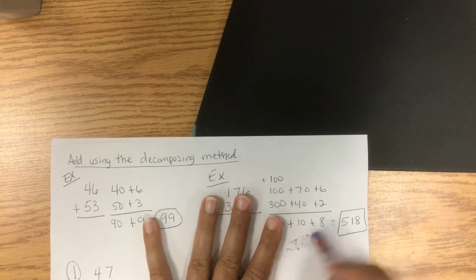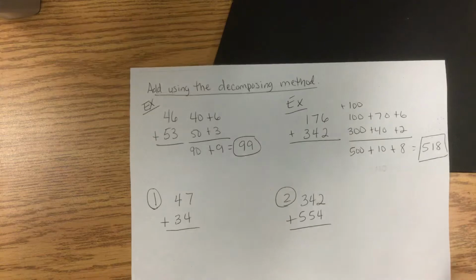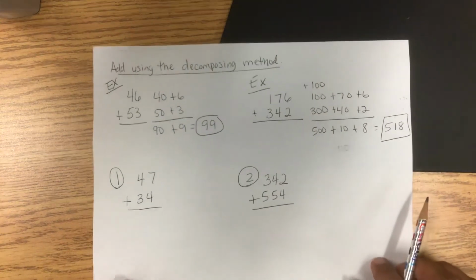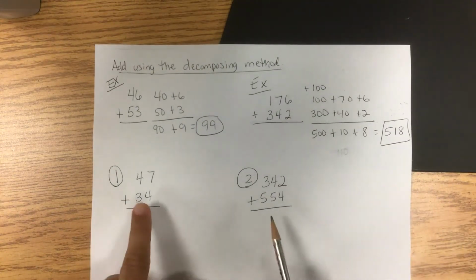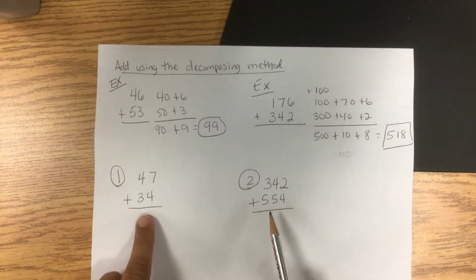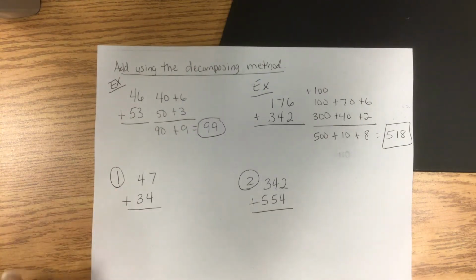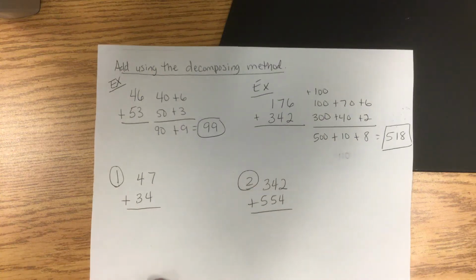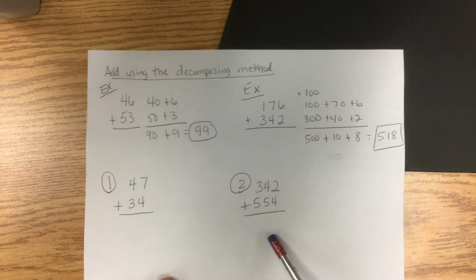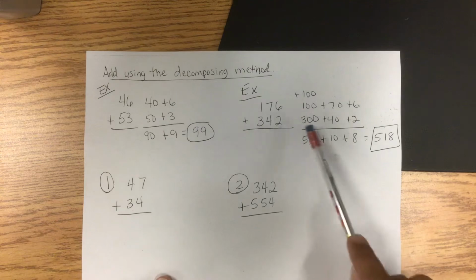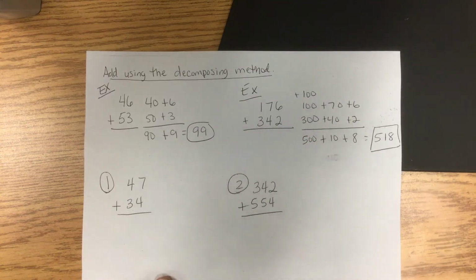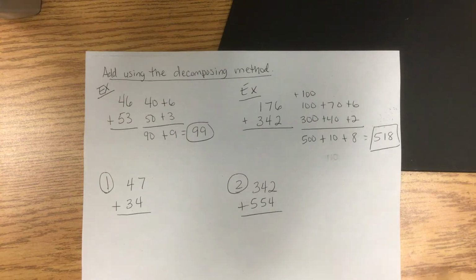Okay. So now what I'd like for you to do is pause your video for a few minutes and see if you can do these two examples on your own. I've got 47 plus 34 and 342 plus 554. Just keep it paused on this screen right here so you can see the examples of how I did these. When you've worked both problems, hit the play button again and I'll go over them with you.